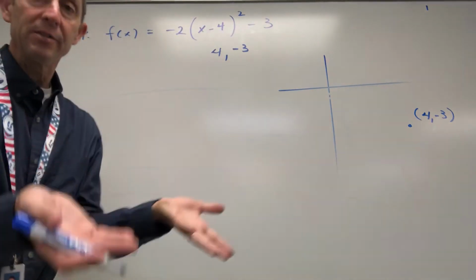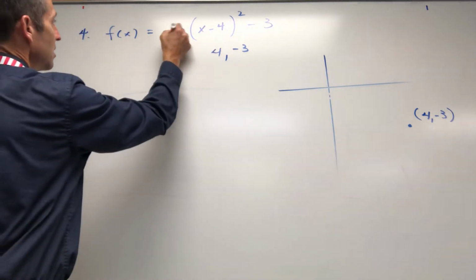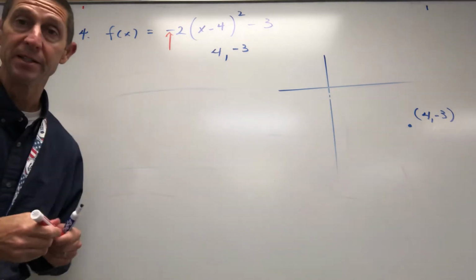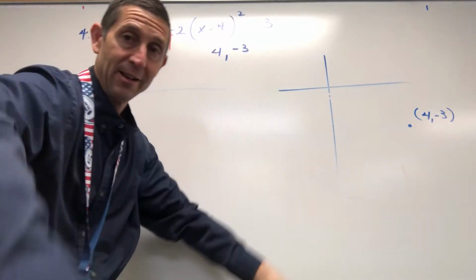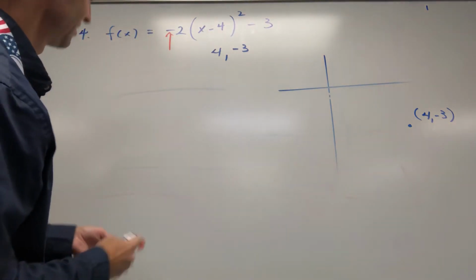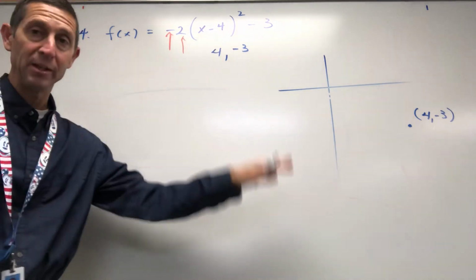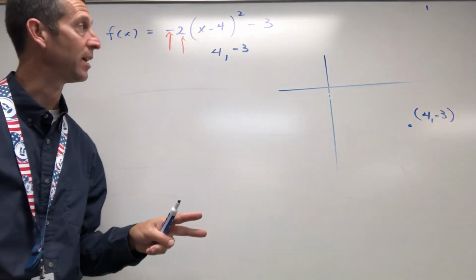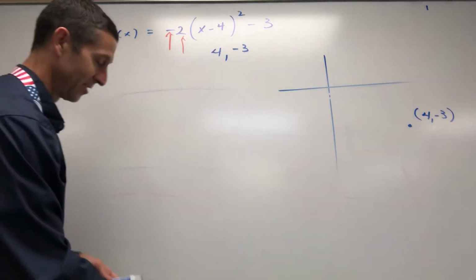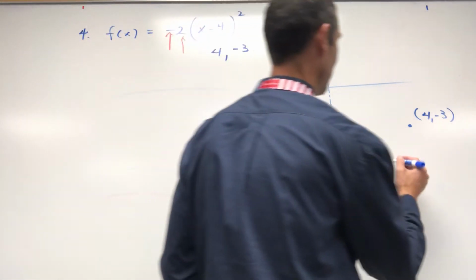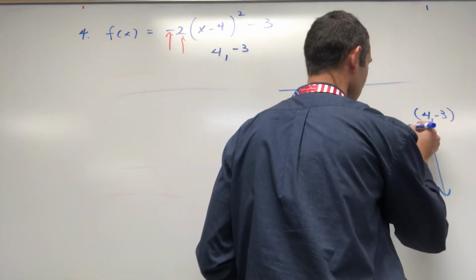Now, how does this graph look? We know it's a parabola, but that negative makes it a reflection. So a parabola that was opening up now opens down. Let's think about what the 2 does. So is the 2 a shrink that flattens it, or is the 2 a stretch? So 2's a stretch. So when you graph this, it changes the look of your parabola, stretches it out.